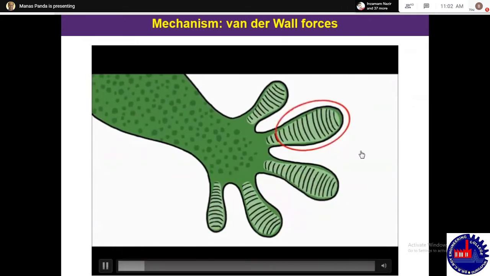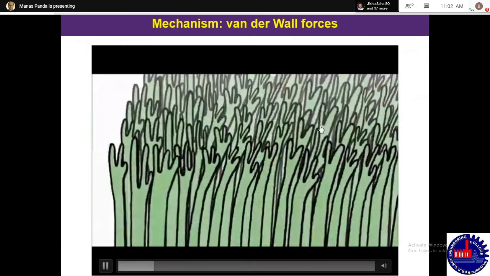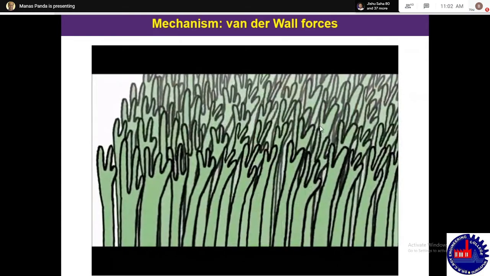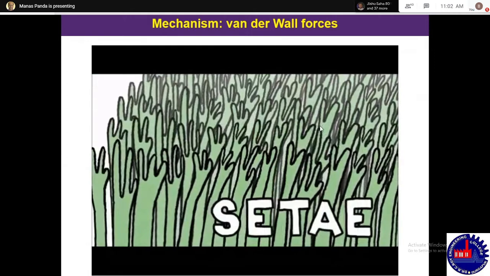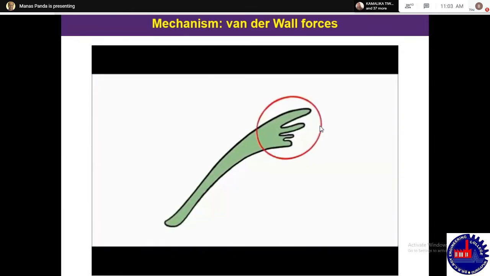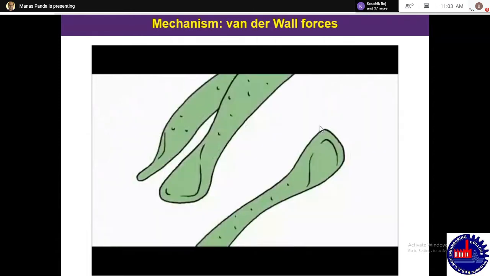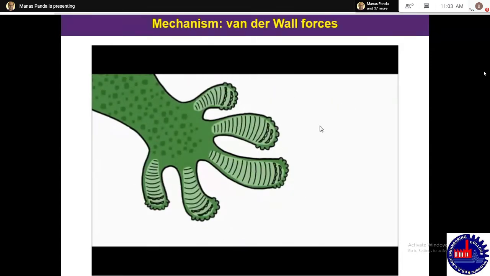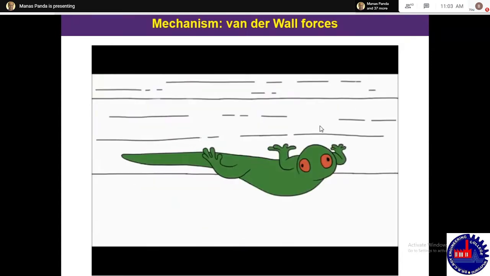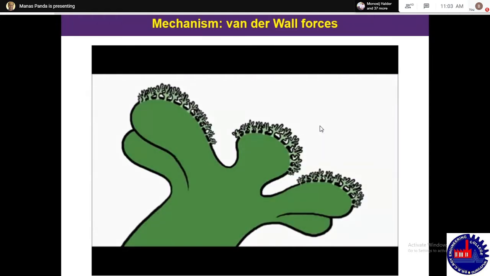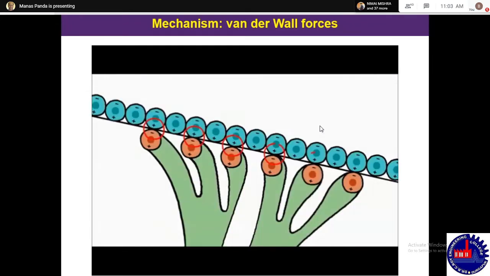So this video was given by a science paper, and each of the setae is covered in even tinier bristles called spatulae. Their tiny spatula-like shape is perfect for what the gecko needs them to do: stick and release on command. When the gecko unfurls its flexible toes onto the ceiling, the spatulae hit at the perfect angle for the van der Waals force to engage.